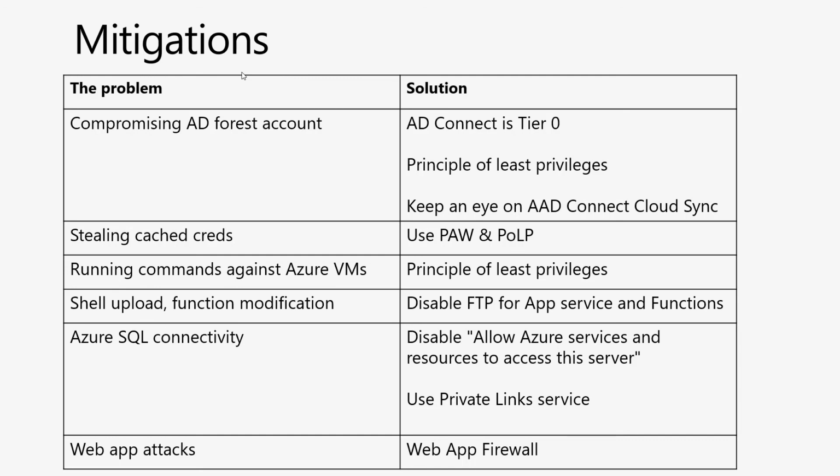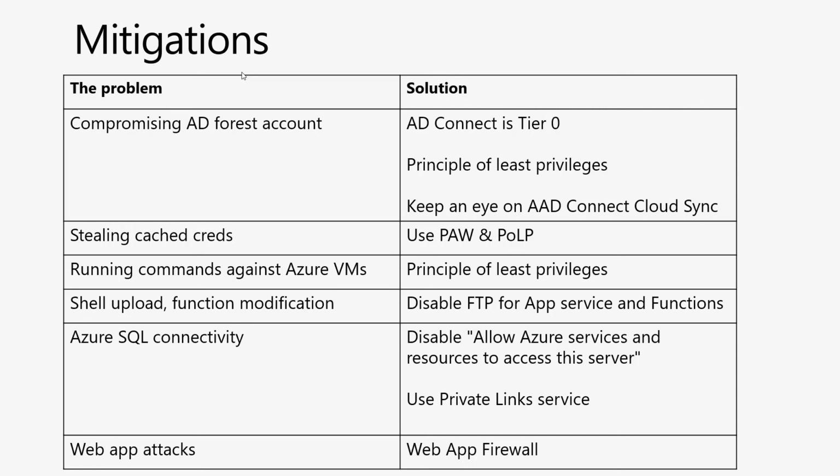Also, one more idea: keep an eye on the new tool called AD Connect Cloud Sync. It's an agent-based synchronization where you don't use a regular account, you use a group managed service account, and if this account is compromised, nobody will be able to log in with that account. This tool is pretty new, so not all of the features from AD Connect are available at this moment, but just keep an eye on this tool.